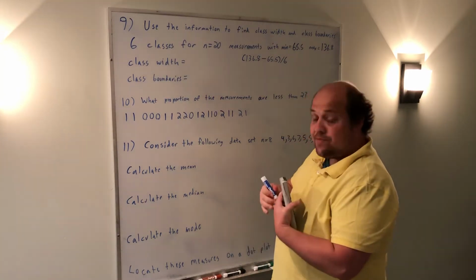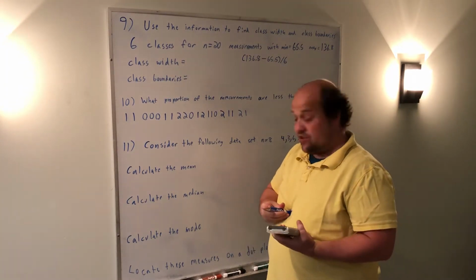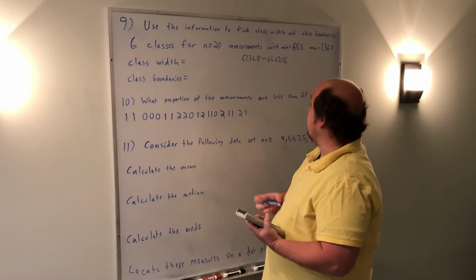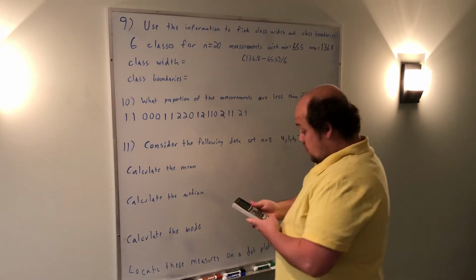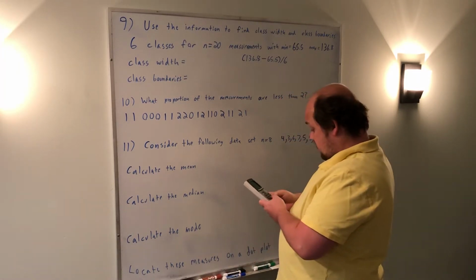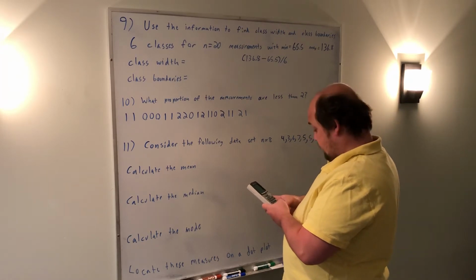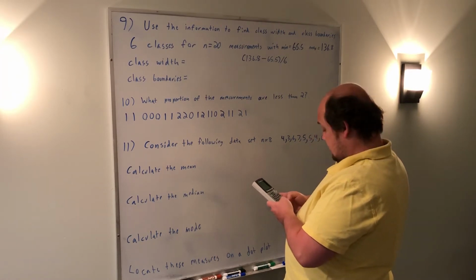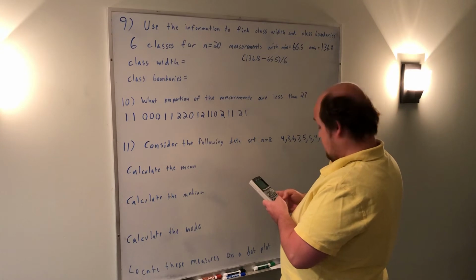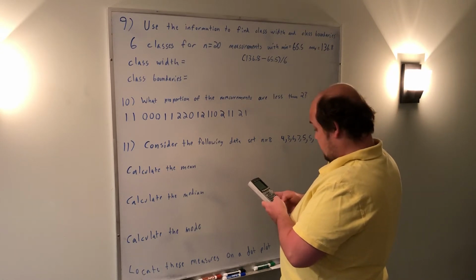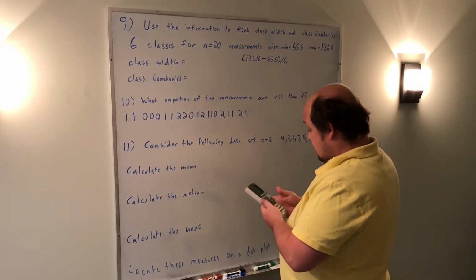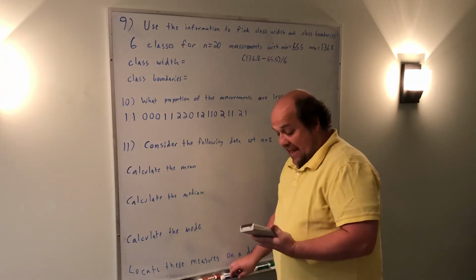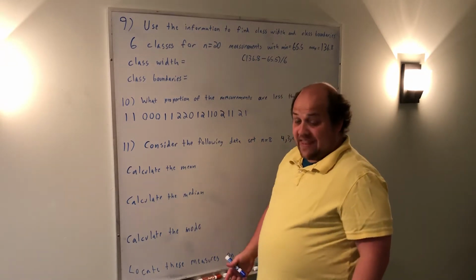The number of measurements doesn't enter into the calculation. They're going to give it to you, but really it's there as a distractor. When I do this in my calculator, 136.8 minus 65.5 divided by 6, this gives me 11.88. I'm going to round that.